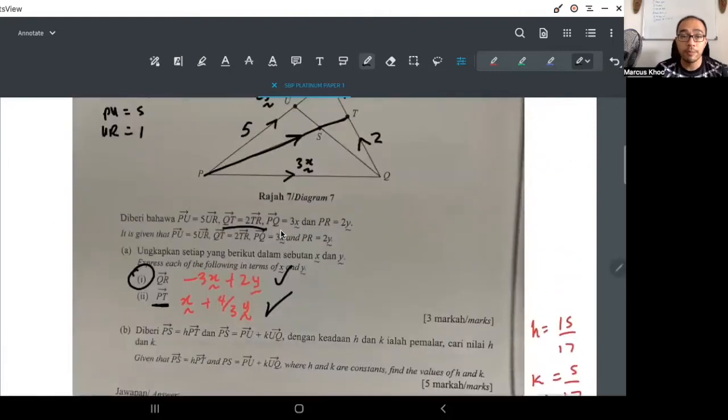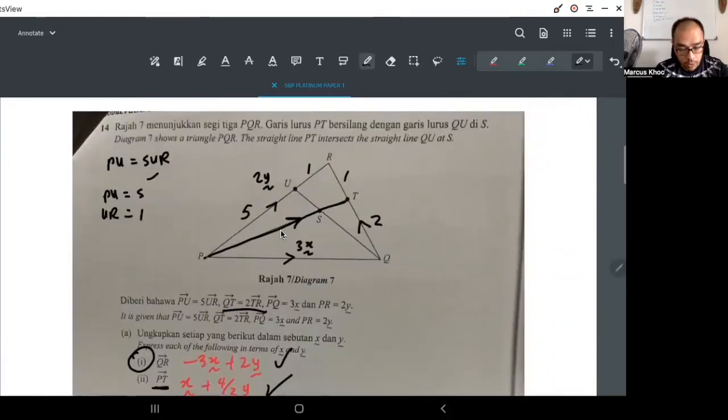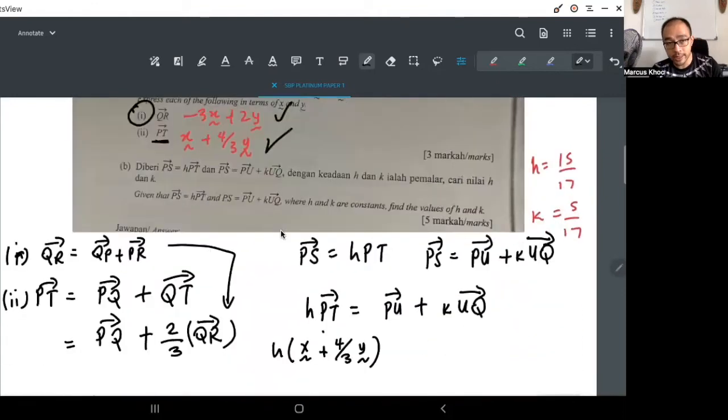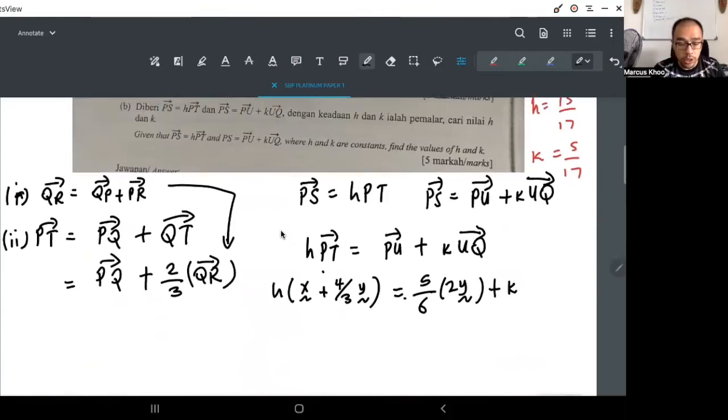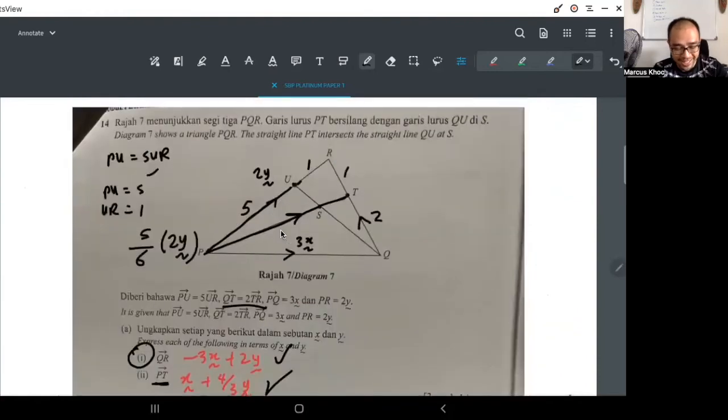How about PU? PU is 5 out of 6 times 2y, because this is 5 parts and this is 1 part. And PR is 2y, so it'll be 5 out of 6 times 2y. Then 5/6 times 2y plus k. Okay, now UQ.